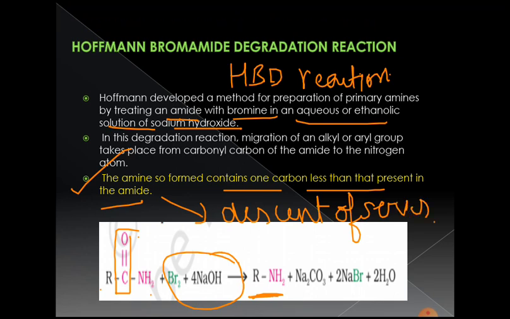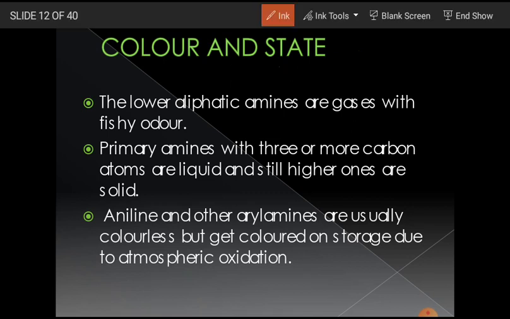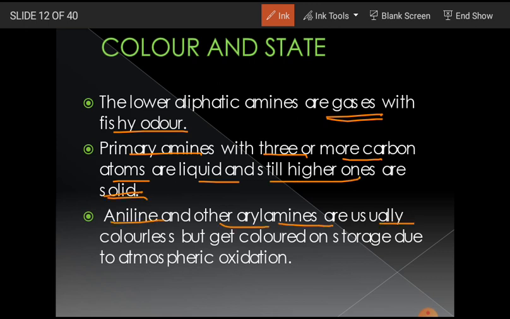So let us move on to the next slide. That is the physical properties of amines. The first one is the color and state. Lower aliphatic amines are gases with fishy odor. Primary amines with 3 or more carbon atoms are liquid and still higher ones are solid. Aniline and other aryl amines are usually colorless but get colored on storage due to atmospheric oxidation. So that means if we are keeping it in air, they get colored, usually a brown or reddish color.